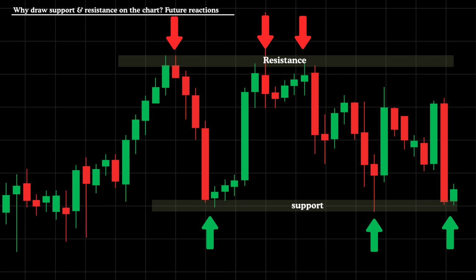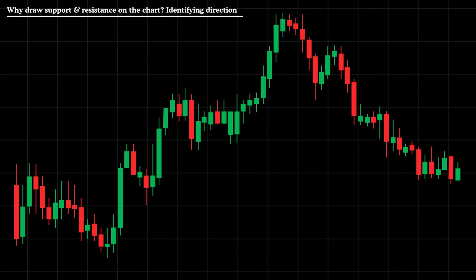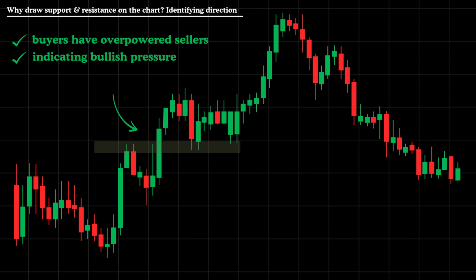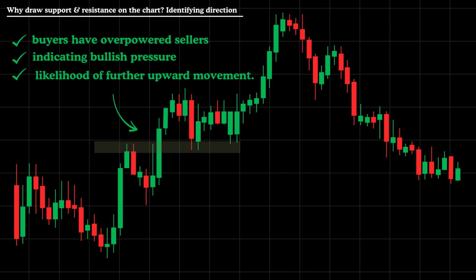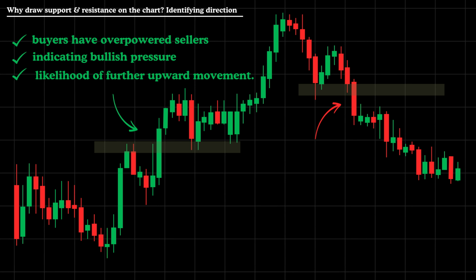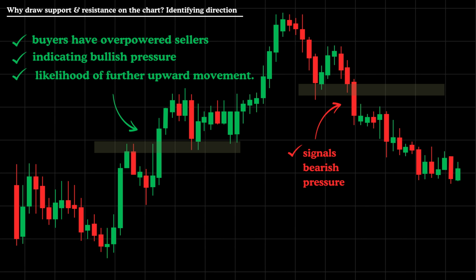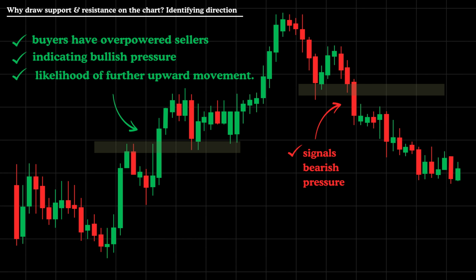Reason number 2. They help in determining market direction. When price breaks above a resistance zone, it suggests that buyers have overpowered sellers, indicating bullish pressure and the likelihood of further upward movement. In the same way, if price drops below a support level, it signals bearish pressure, so it makes sense to align our trades with the dominant trend. That's why checking direction is the first step when analyzing the candlestick chart.